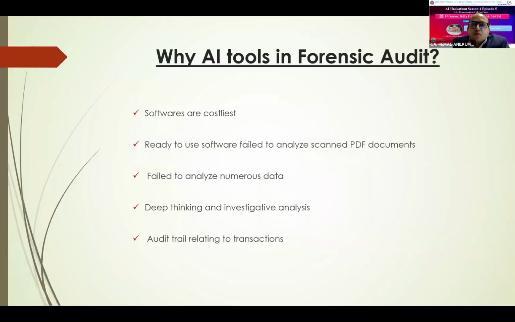First, I want to show my problem statement. In case of forensic audit, the software used for data analysis is costlier and also not able to analyze scanned PDF documents which are manually scanned, and also not able to analyze numerous data.